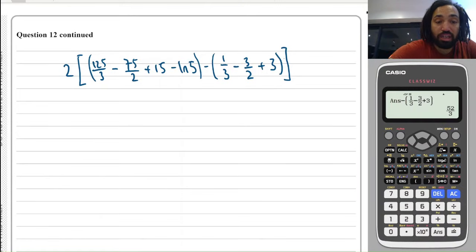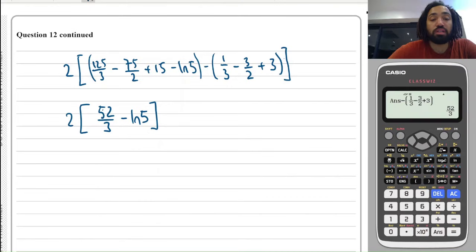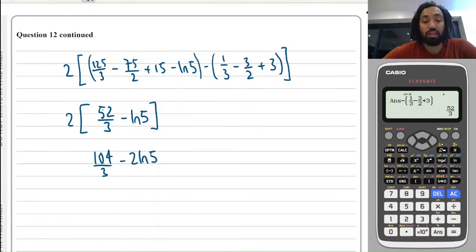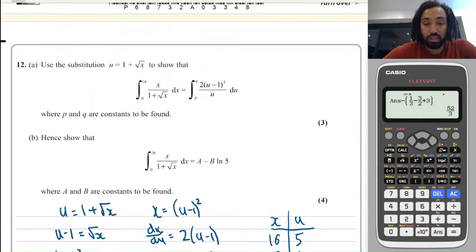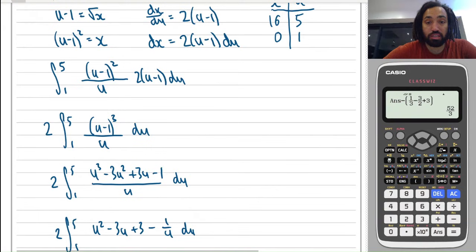Great, so I'm going to get 2 lots of 52 over 3, and we've also got this minus ln 5, which I missed out. So multiplying that through by 2 is going to give me 104 over 3, and then minus 2 ln 5. And I believe that is the form they want it in. Yes, sounds good to me.